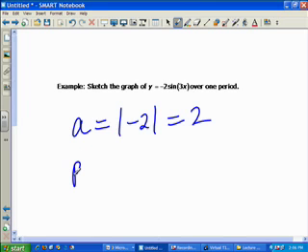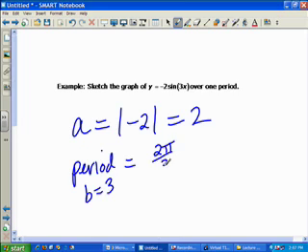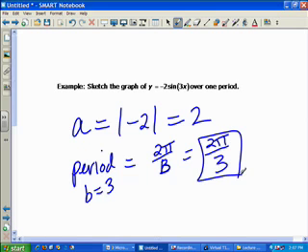Also, I could ask what's the period, and then you would say, well, my b value is 3, so 2 pi over b is 2 pi over 3. So every 2 pi over 3 radians, you'd have one of the cycles, whether it's sine or cosine.